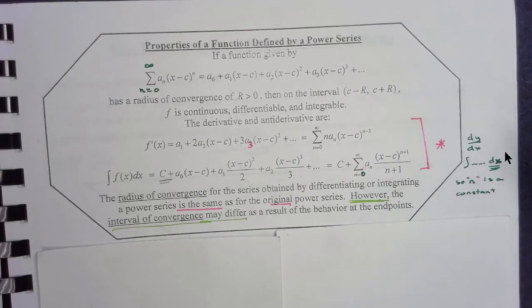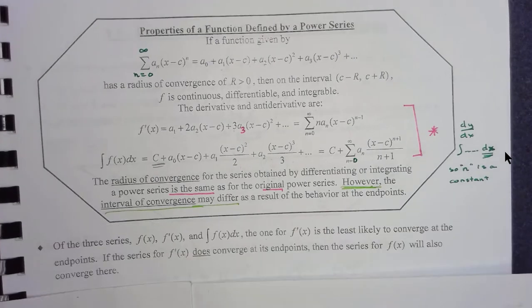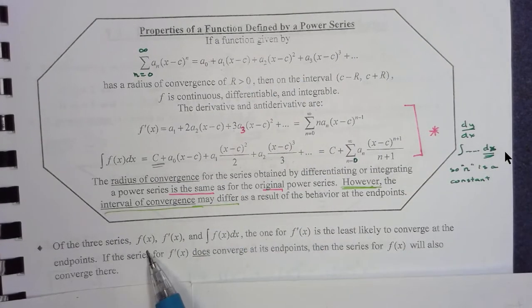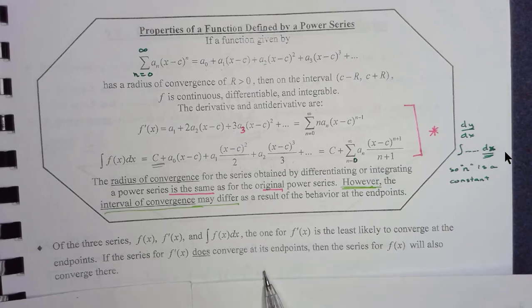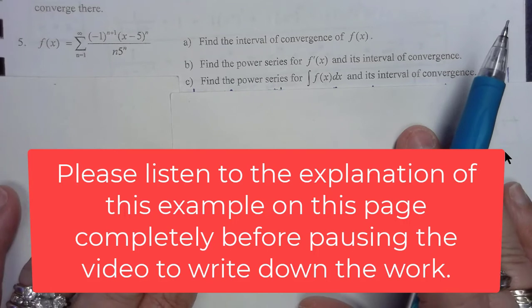Also, let us recall when we are anti-differentiating, we are doing that with respect to x, so n is a constant. Of the three series, f, f prime, and the antiderivative of f, the one for f prime is least likely to converge at the endpoints. If the series for f prime of x does converge at the endpoints, then the series for f of x also converges there. Okay, let's look at an example.